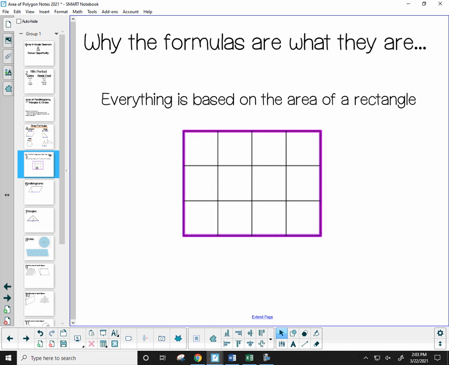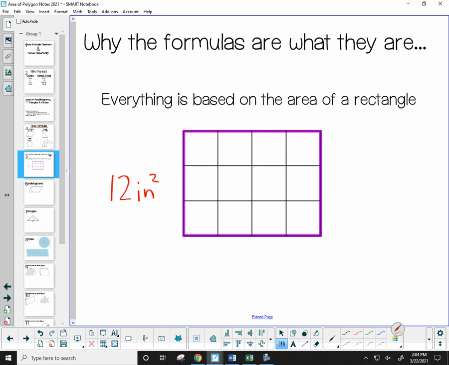Back in probably about first grade, your teacher gave you something like this and asked you to count the number of squares. So you went through and you counted 1, 2, 3, 4, 5, 6, 7, 8, 9, 10, 11, 12. And they said, okay, the area of this rectangle is 12 square inches or 12 square blocks, whatever they want to call it at that point, right?